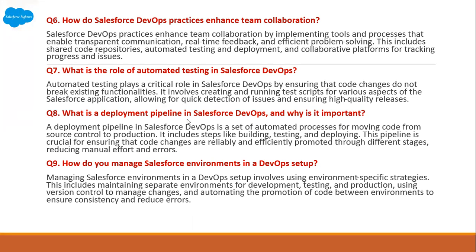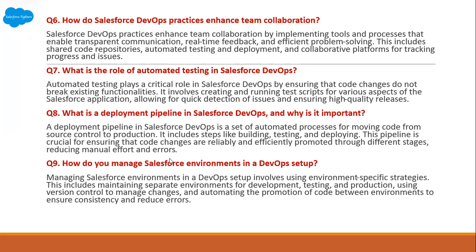Next question. What are deployment pipelines in Salesforce DevOps and why are they important? A deployment pipeline in Salesforce DevOps is a set of automated processes for moving code from source control to production. It includes steps like building, testing, and deploying. This pipeline is critical for ensuring that code changes are reliably and efficiently promoted through different stages, reducing manual effort and errors.